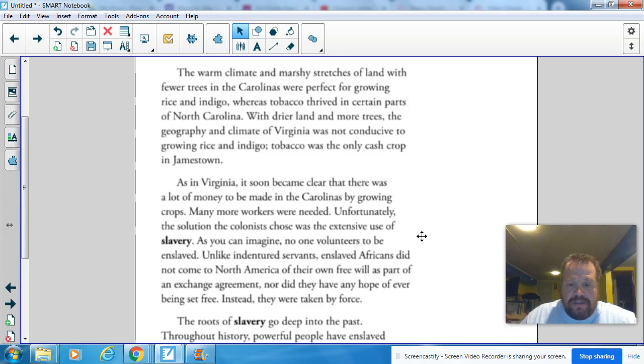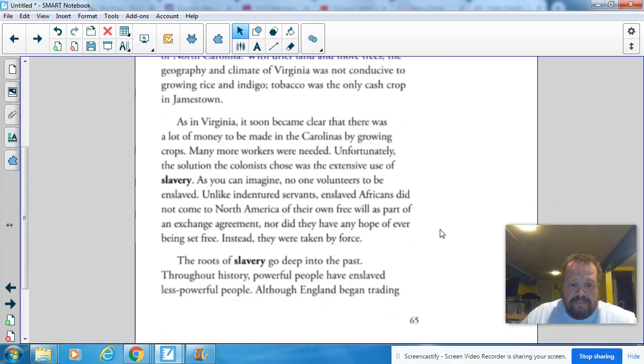Unlike indentured servants, enslaved Africans did not come to North America of their own free will as part of an exchange agreement, nor did they ever have any hope of being set free. Instead, they were taken by force. So these were people who were kidnapped from their homes, from their families, and brought to America against their will. This was a very sad time.